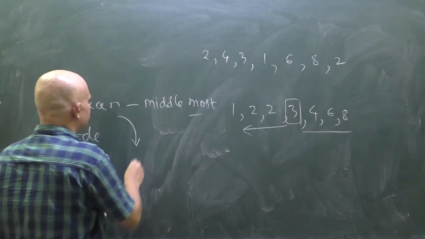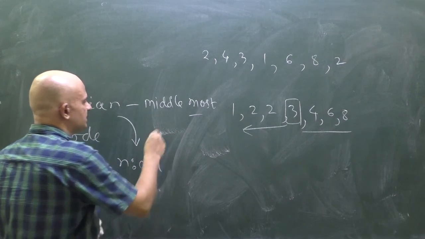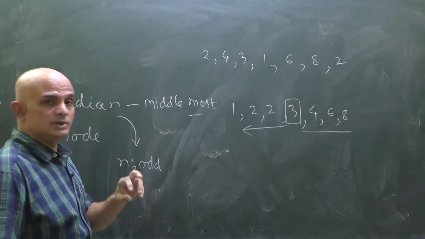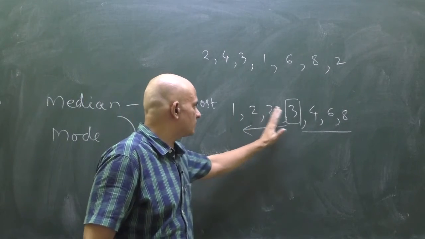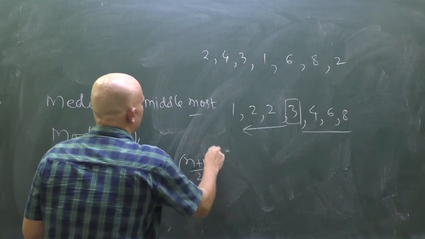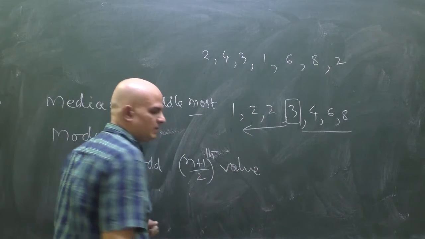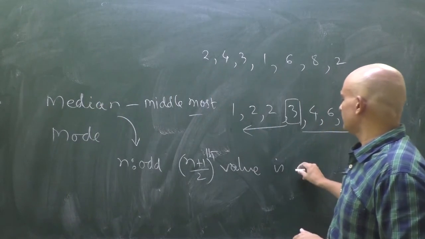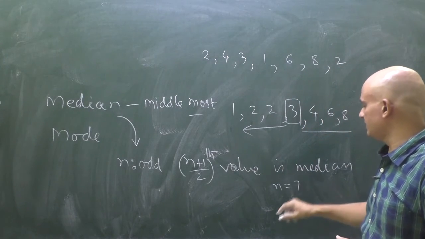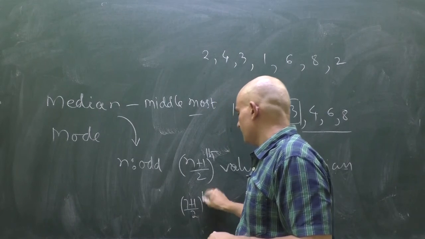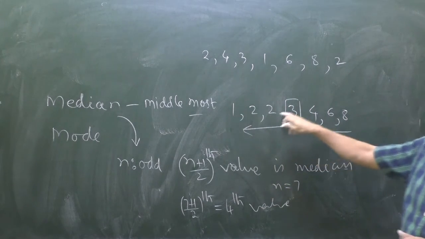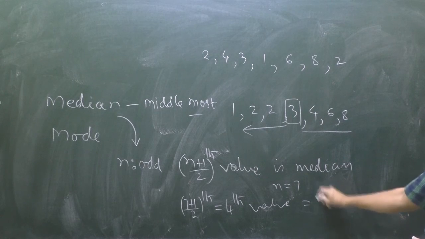So the formula is, if n is odd, for example here the number of observations is odd. Odd means 1, 2, 3, 4, 5, 6, 7. How many observations are there? 7. And the value is the fourth value from this side. So if n is odd, then the (n plus 1) by 2-th value is the median. You can see here, what is n? In this case, n is 7. 7 plus 1 by 2, so it is the fourth value. Fourth value is what? You can see 1, 2, first value, second value, third value, fourth value. So the fourth value is 3. Therefore the median is 3.